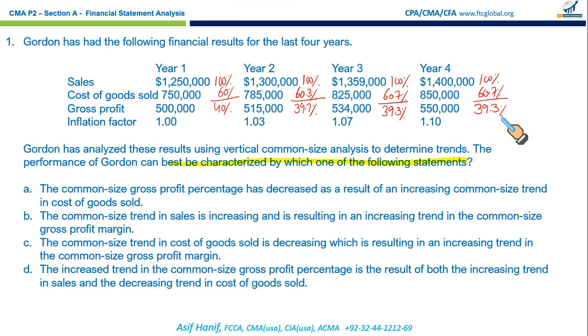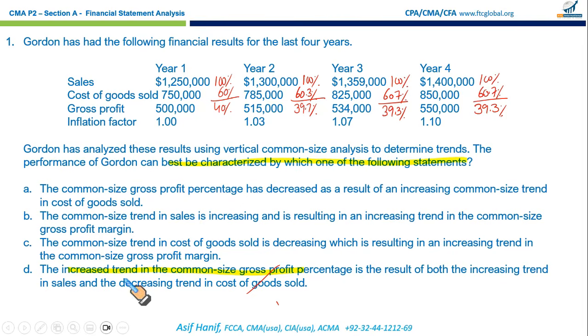Let's move in the reverse order so you get a better understanding of each option. It says the increased trend in the common size gross profit. There is no increased trend. This is a wrong statement. The gross profit percentage is falling. First it was 40%, then it's 39.7, then it's 39.3. Gross profit is showing a decreasing trend.